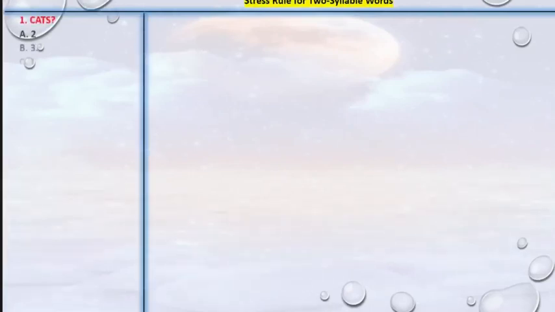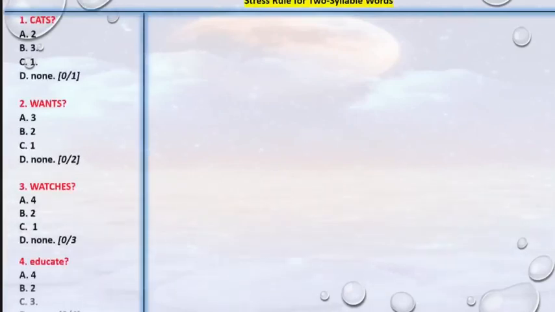When we talk about the concept of 2-syllable words, let's take a look at this. First, let's quickly review the syllables of these words, before we talk about the stressed syllable. So in number 1, we have cat. How many syllables do we have there? Cat. It is pronounced as one stretch. So option C should be the answer.